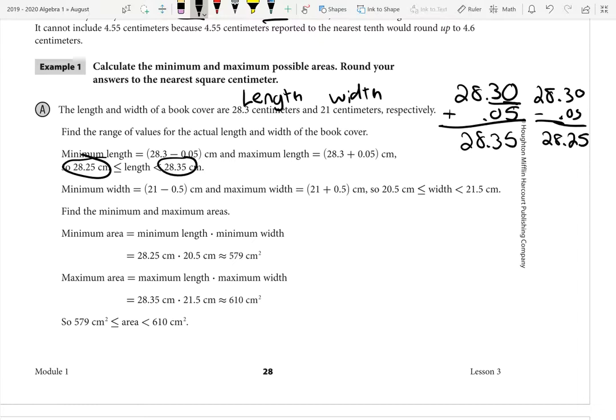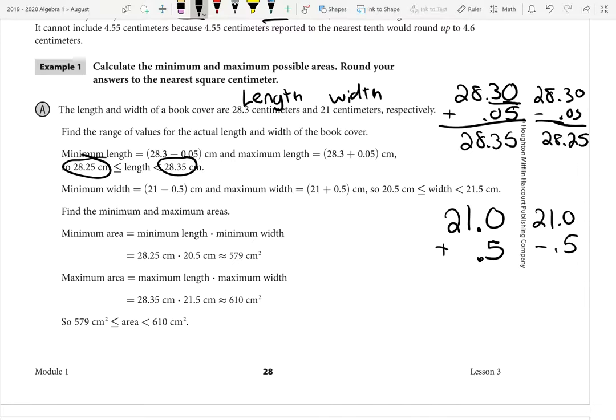Now let's talk about width, because width is different. And I like the fact that it's different. It might help you understand this a little bit better. So width is just 21 centimeters, right? But we have to go one more decimal place further. So we have to go into the tenths. And that's where we'll both subtract the 5 and add the 5, because we're going one place over. Then we add and subtract that from our 21.0: plus the 0.5 and 21.0 minus the 0.5.